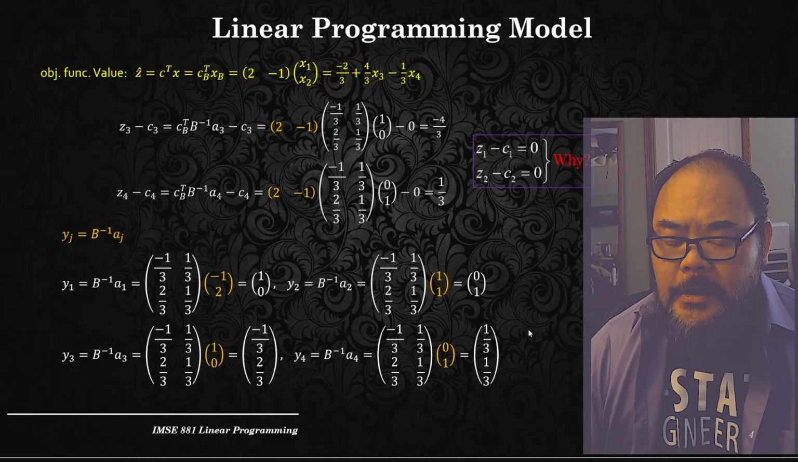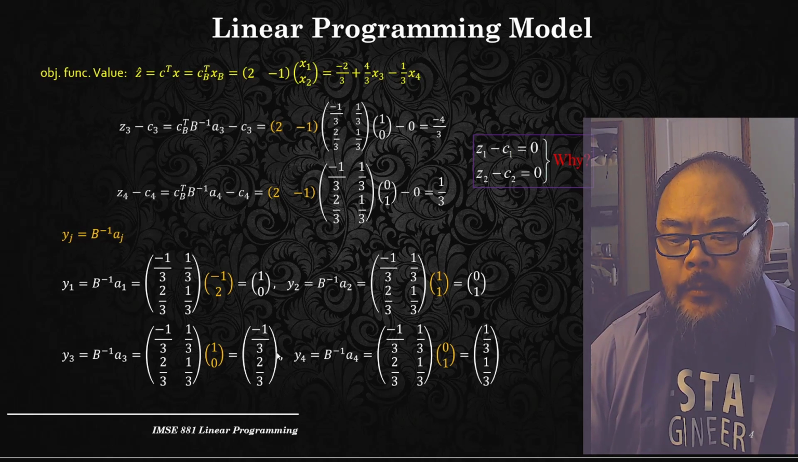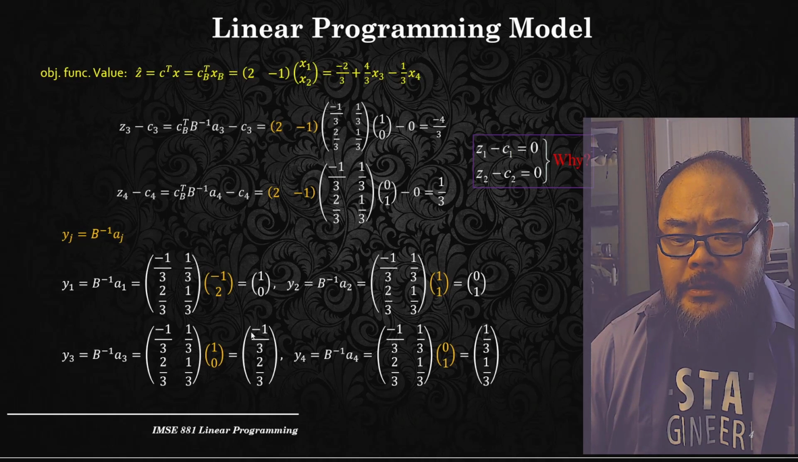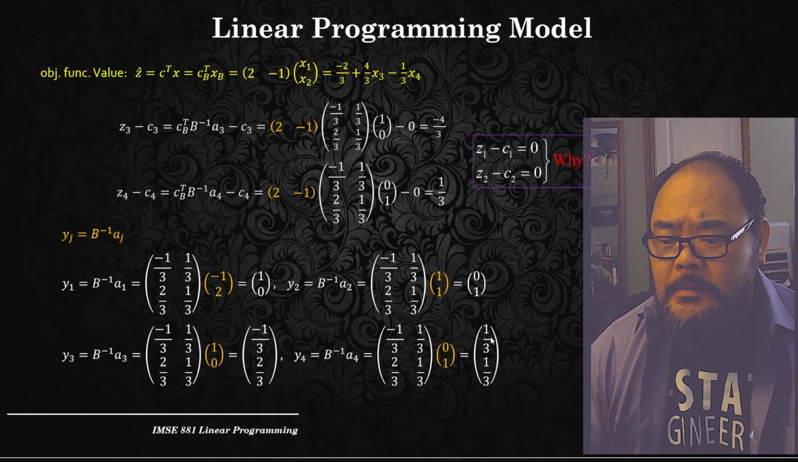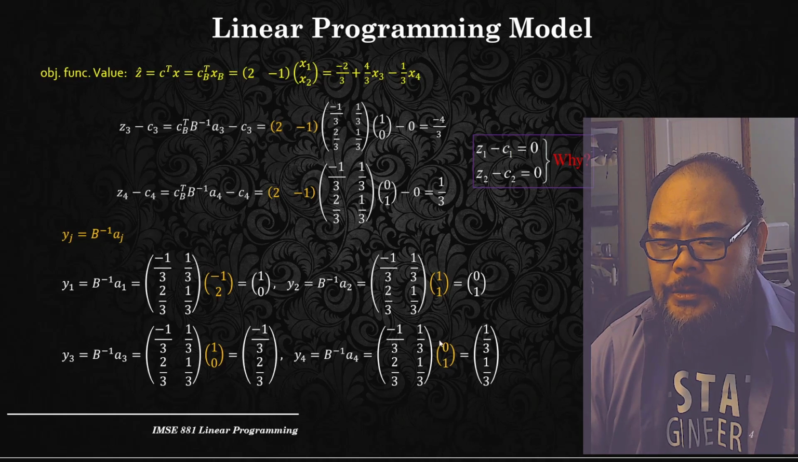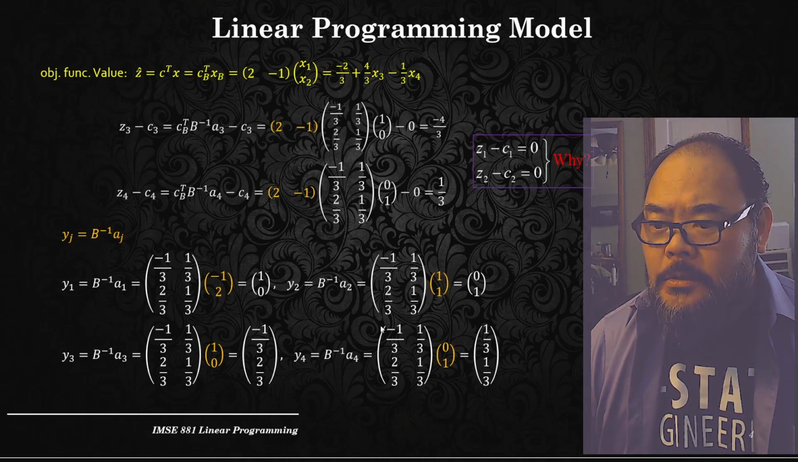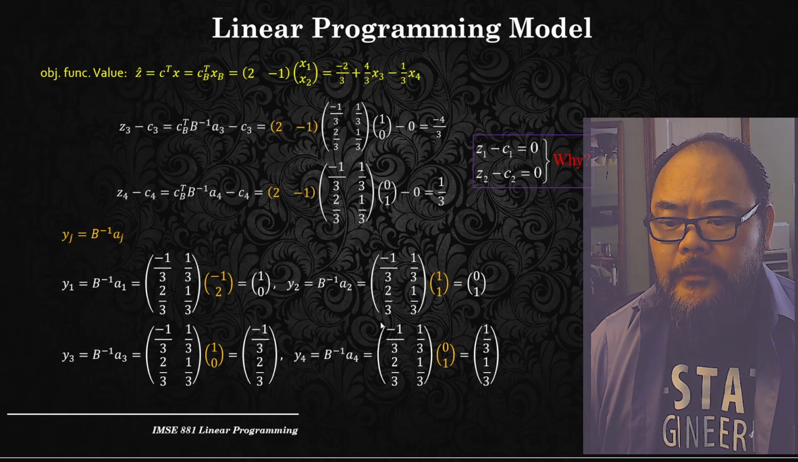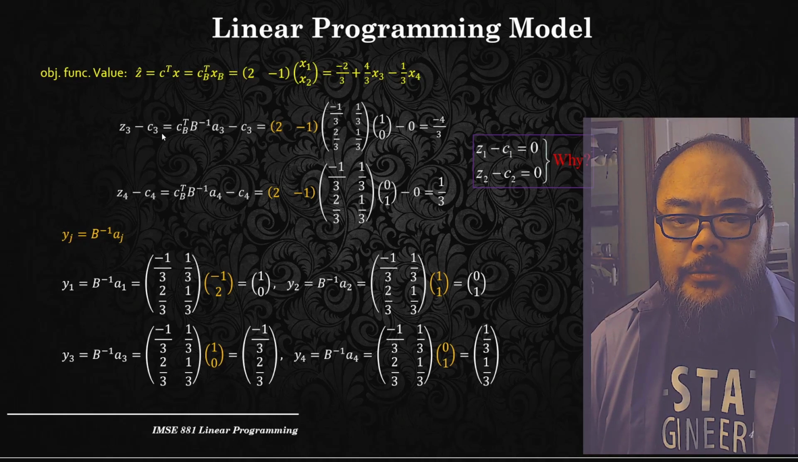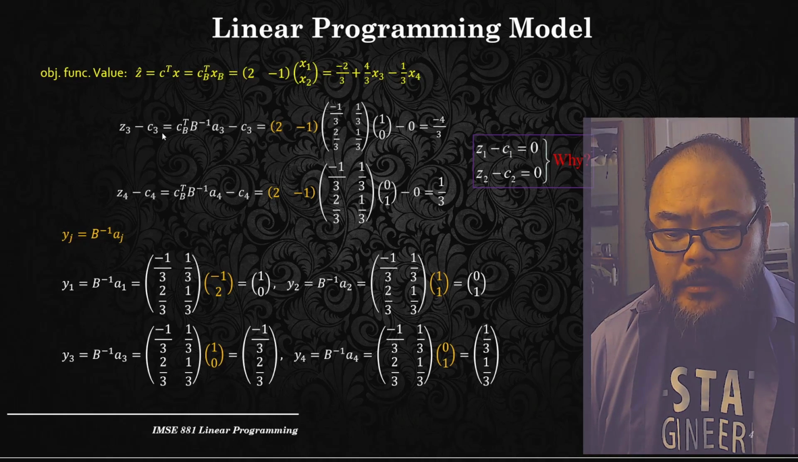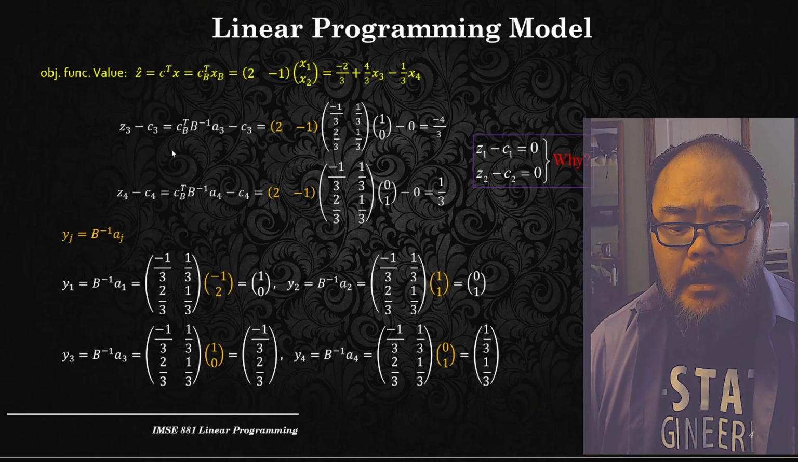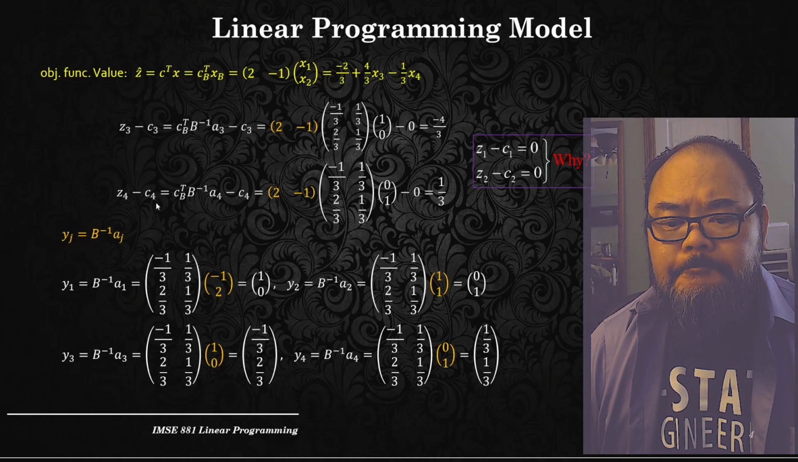For the non-basic columns, we can calculate y3 and y4. y3 equals negative 1/3 and 2/3. y4 equals negative 1/3 and 1/3. The calculation is B inverse times the original column from the problem. So this is fairly straightforward so far, and it shows you how to calculate zj minus cj in the column after pivot without using the simplex tableau.